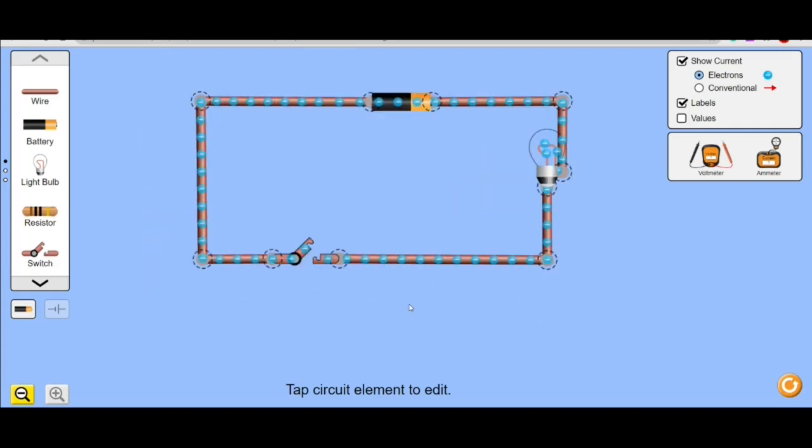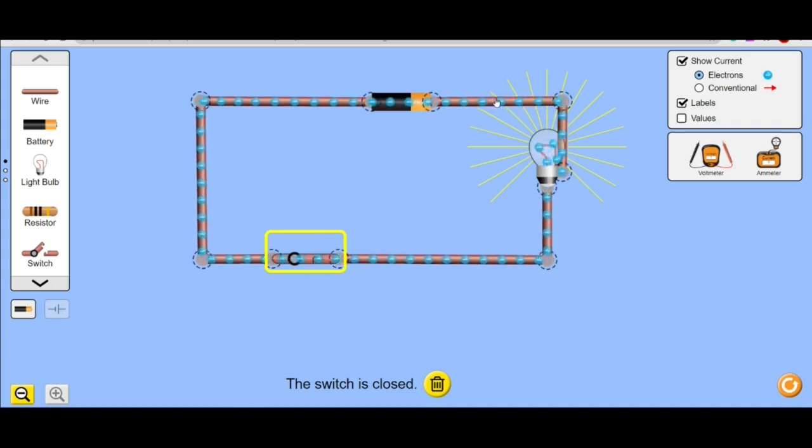Now let's check the direction of the current. The moment I close this switch, the electrons start moving. You can see that the electrons are moving in the anti-clockwise direction. Now let's check the direction of the current. You can see that these red arrows represent the direction of the current. Our electrons were moving in the anti-clockwise direction while the direction of the current is clockwise.